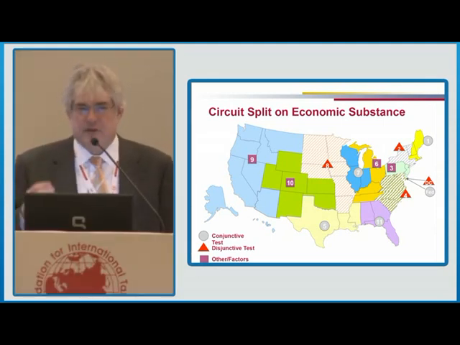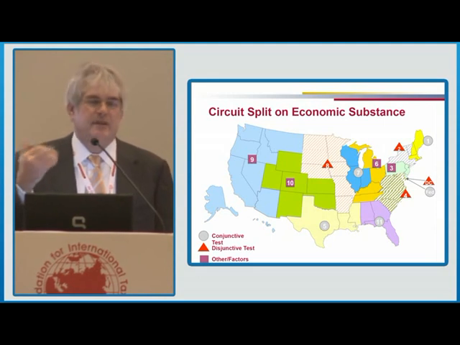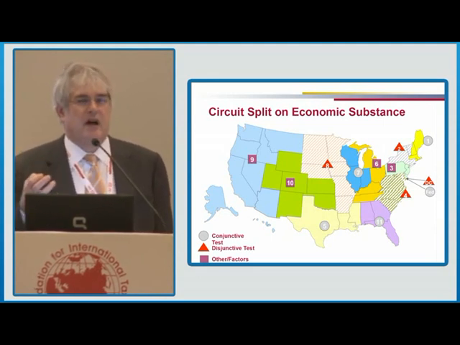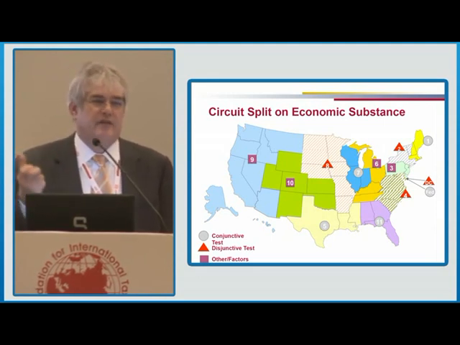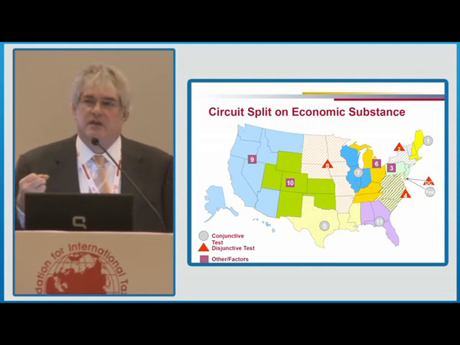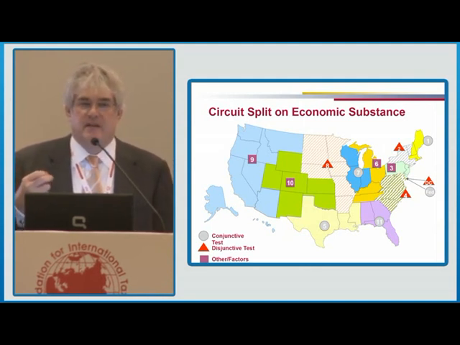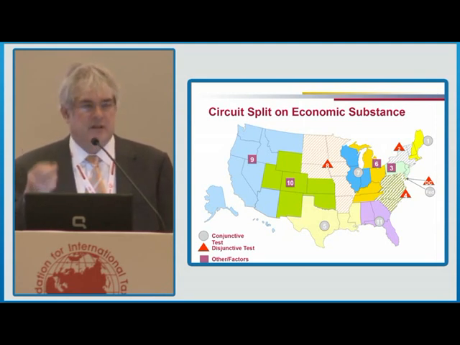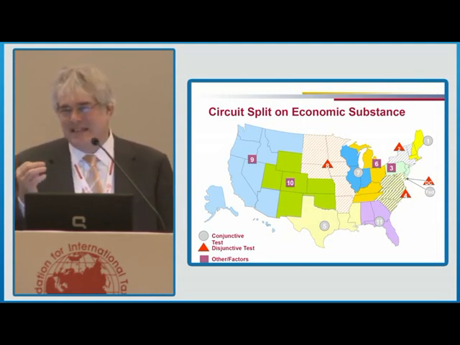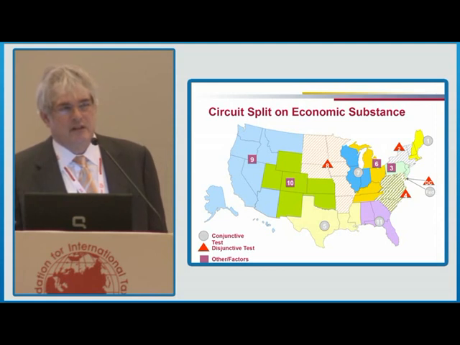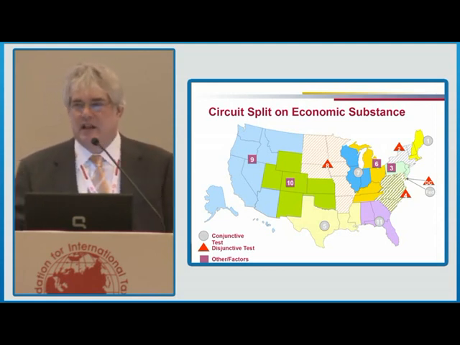So to put some symmetry to the application of the doctrine, there was the codification under Section 7701, and the doctrine basically adopted the conjunctive approach. Now, why did they do this after all these years? Was it simply because they wanted clarity in the law?